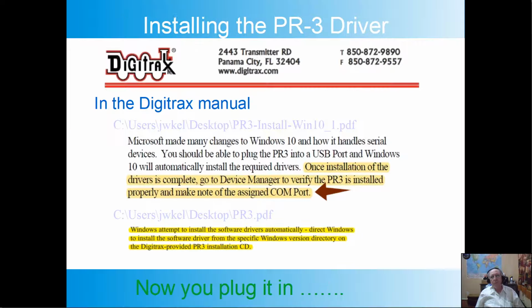Once the hardware is set up, then you're going to install the driver. So you've got the manual, you downloaded it, got the right one. Windows 10 is what I'm using today as my illustration. The Digitrax manual tells you, hey, Windows 10 got smart. It knows what a PR3 is. So just plug it in, and Windows 10 should find a driver and install it. Everything should be great. No problem.